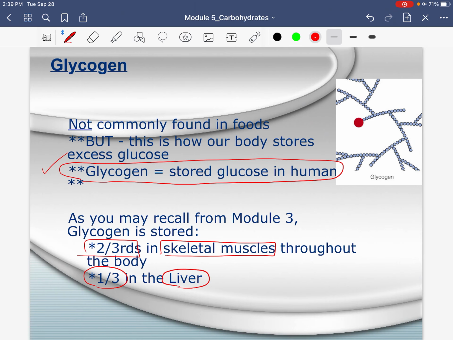So we have stored glucose on the shelf. And what this also means is, if you don't eat for a couple hours, you're going to be just fine. Your body will just go to the liver and skeletal muscles and break down the glycogen back into glucose. Perfect.